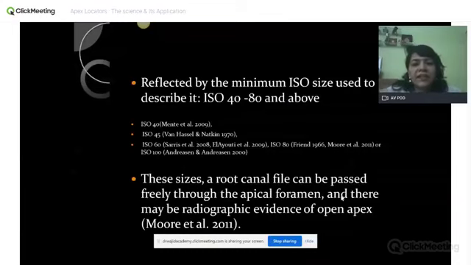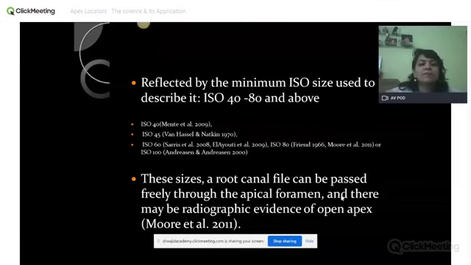Now, how do you define it clinically? Now, there are many studies which have concluded that anything in an ISO range of 40 to 80 and above will become an open apex. But clinically, when you put the file inside, it passes freely through the apical foramen, and there may be radiographic evidence also of an open apex.